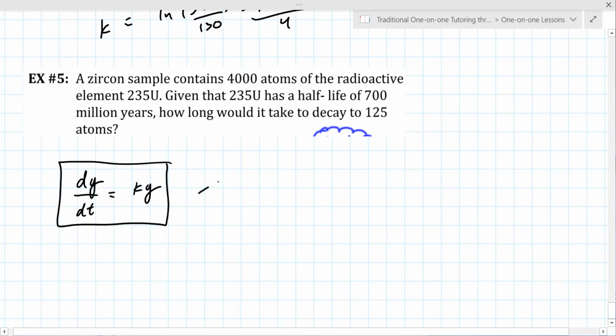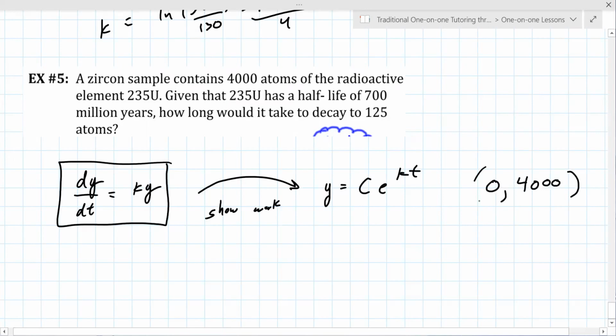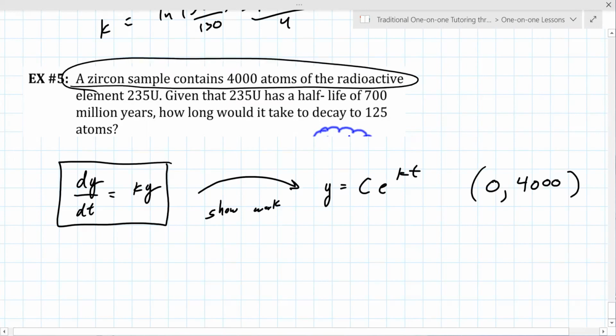We did this in the previous problem, but this always produces y equals Ce to the kt. Whether you have to show this work or not, you're going to have to find that out. Let's assume you solved the differential equation. There are two constants here, and they come from the given information. So initially, there are 4,000 atoms. You have to be able to take a sentence like this, and you did this in pre-calculus. You just didn't have to do the differential equation part.